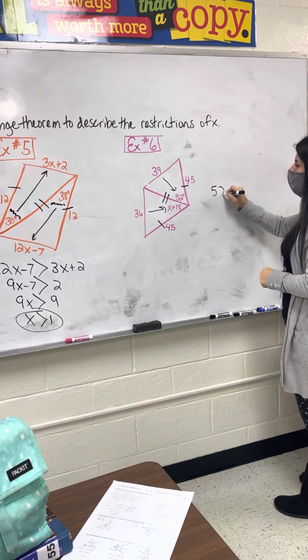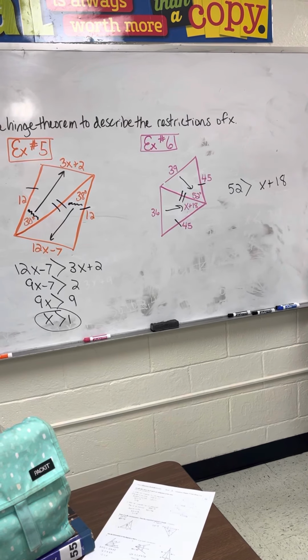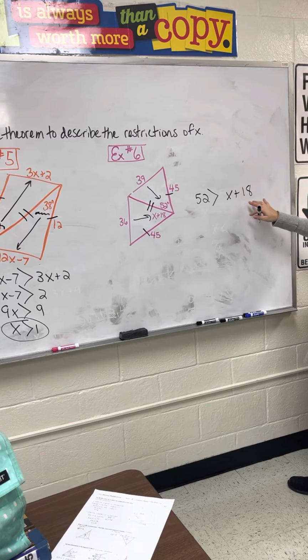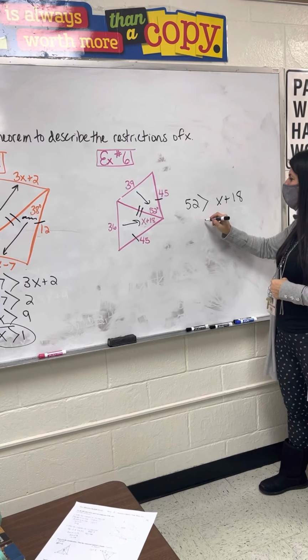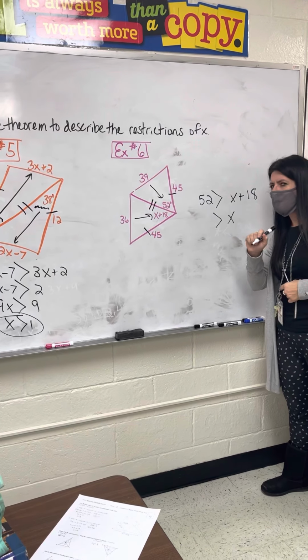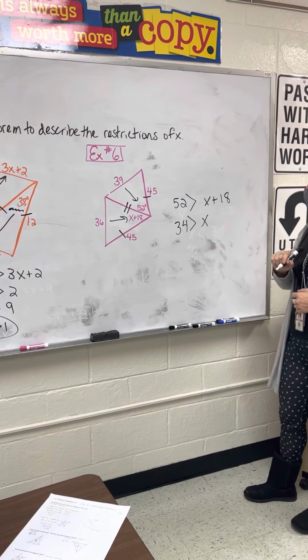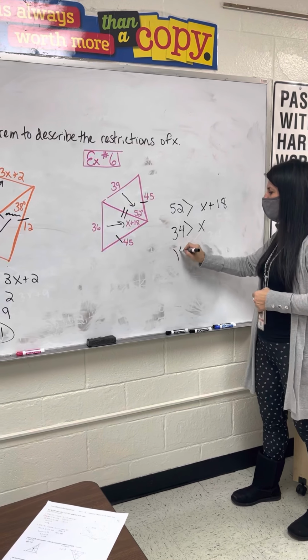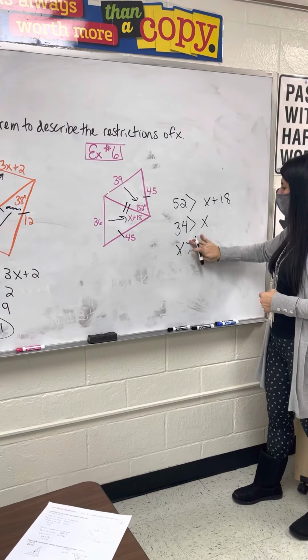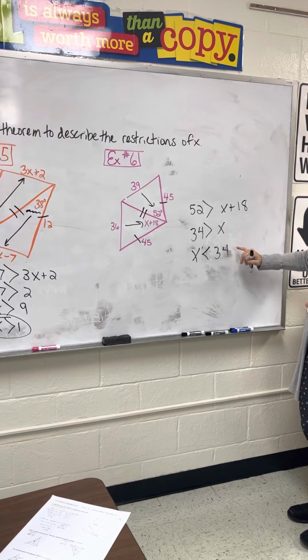So 52 has to be larger than x plus 18. And then of course we want to simplify. What's 52 minus 18? 34. I can flip this around, to flip it, just flip everything. This is an okay answer. Either of these would work.